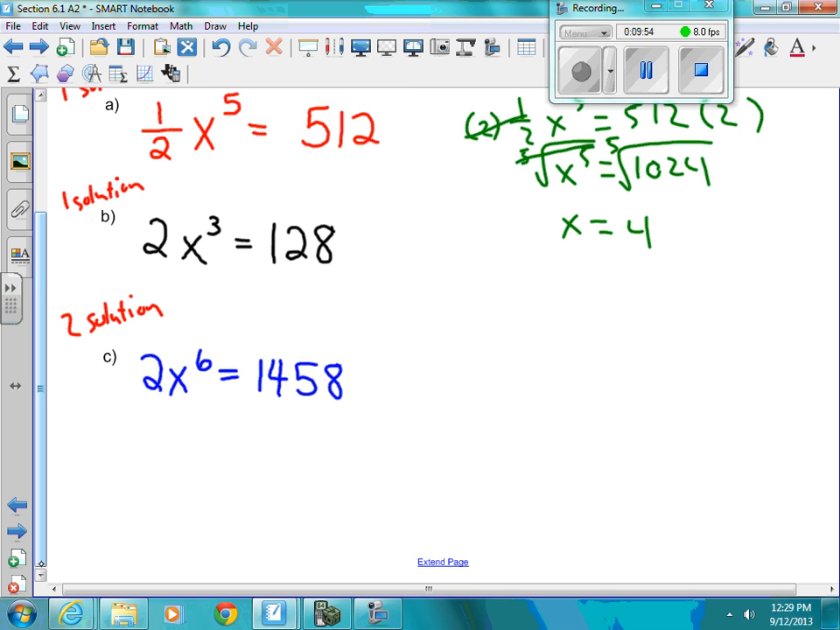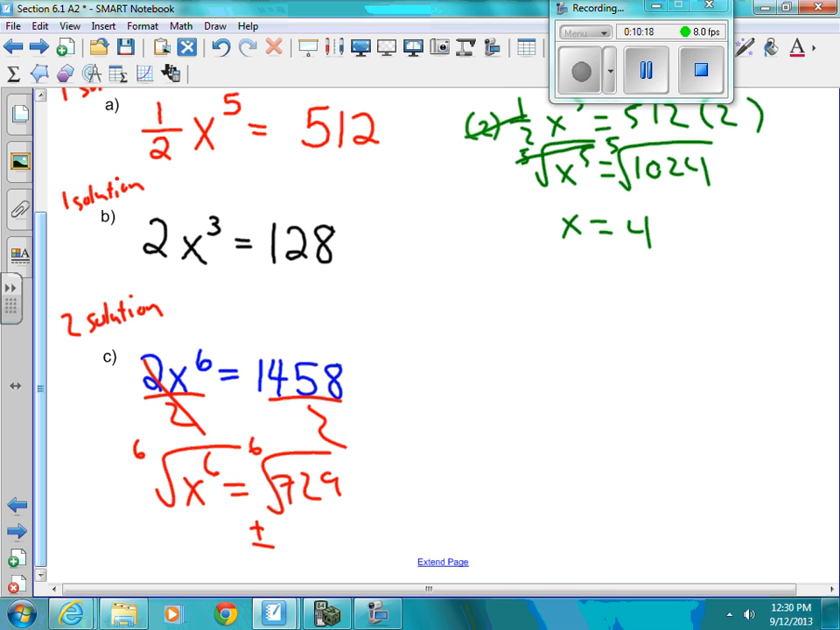Let's go down to C here. I'll leave that one for you. Let's try doing C together. Divide by 2 on both sides. 1,458 divided by 2 is 729. To get rid of the 6th power, we take the 6th root. It's an even root, so we're going to have a plus and minus answer. The 6th root of 729 is 3. So there's your 2 solutions.